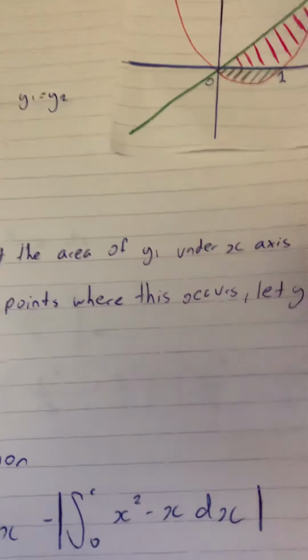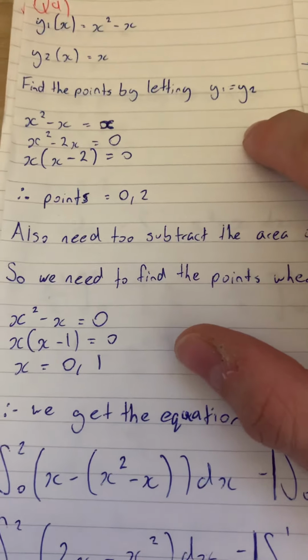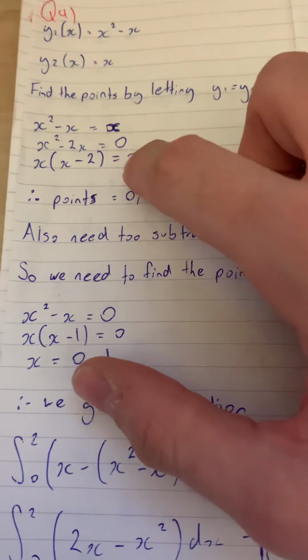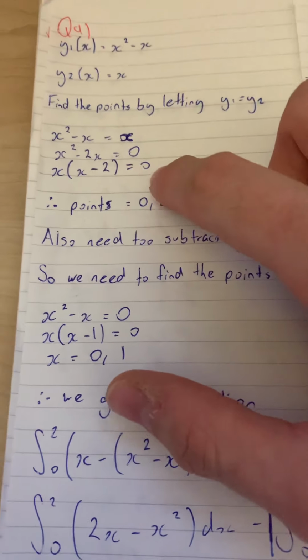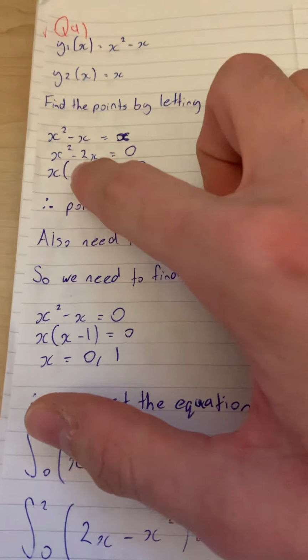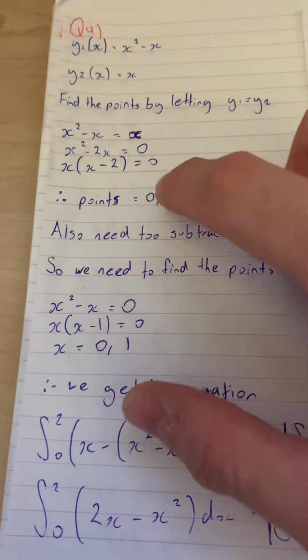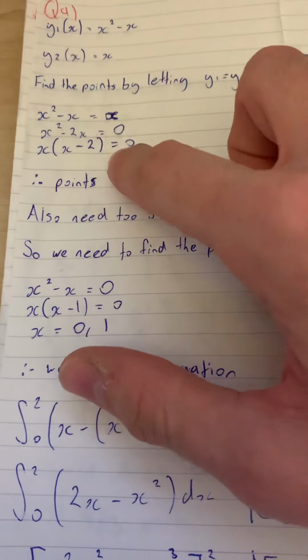So first of all, how do we find the points mathematically? Well, we need to let y1 equal y2. By doing so, we can get x squared minus x equals x. Minus x on both sides finds x squared minus 2x equals 0. And then we can factor x out of both of these terms to find x times (x minus 2) equals 0. We find the points to be 0 and 2, as those are the two numbers that make this equation equal 0.